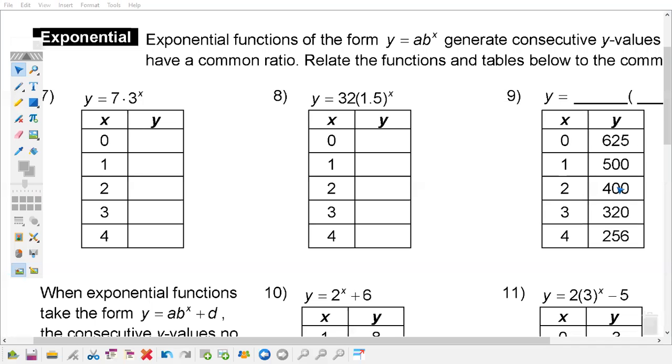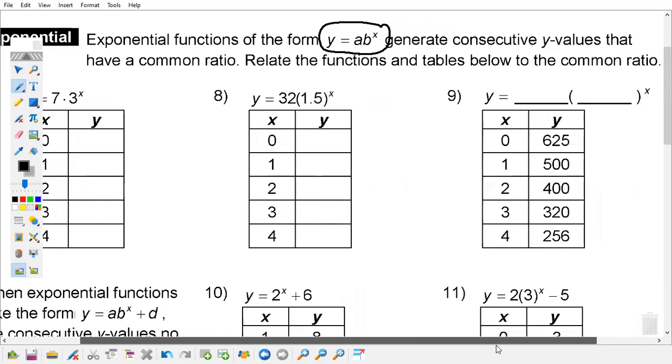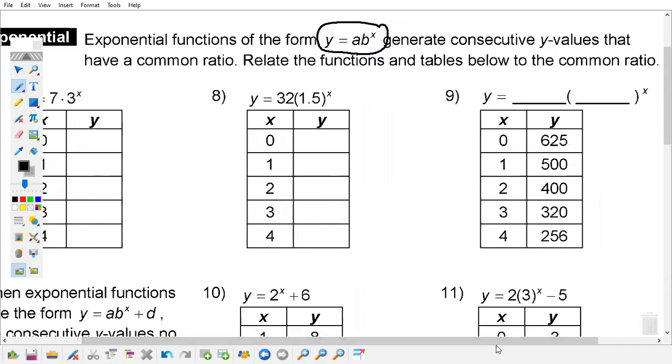So our exponential function is in the form of y equals a times b to the x. Do we see that? Okay, that's our exponential. Y equals a times b to the x. And what it does is it generates consecutive y values that have a common ratio. So now we're on to a common ratio. Got it? Okay, and then we're going to relate the functions and tables. How do they relate to the common ratio?